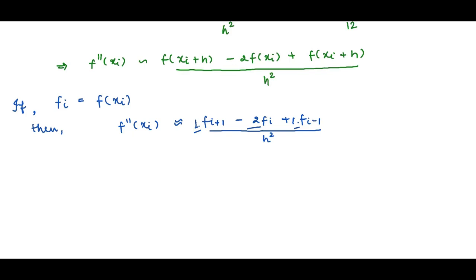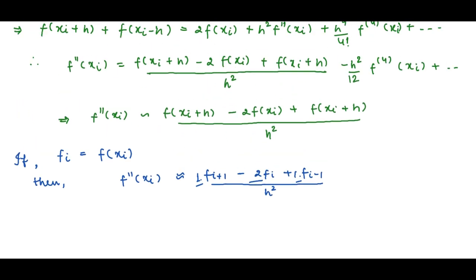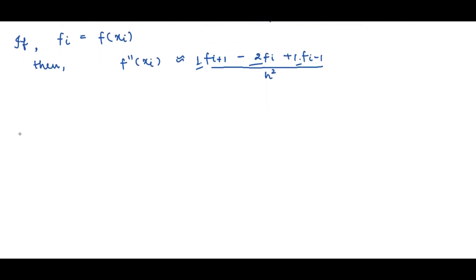From our derivation, the first neglected term contains h square. Therefore, the truncation error is of order h square, so the central difference formula for the second derivative is second order accurate. That means if we reduce h, the truncation error decreases approximately in proportion to h square, assuming the other sources of numerical error remain controlled.